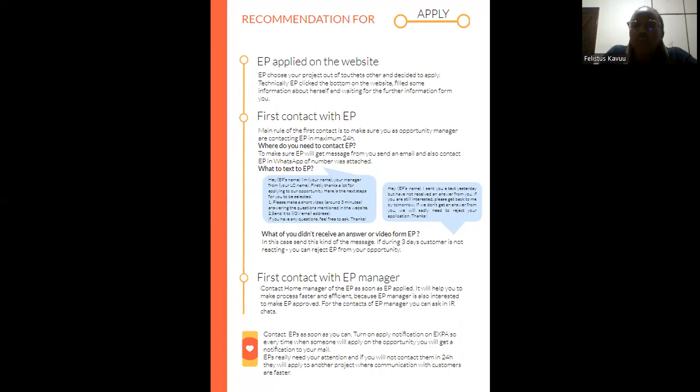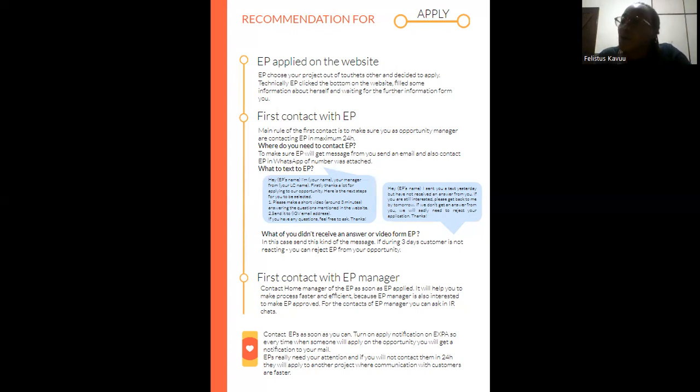Then the next thing is first contact with the EP. That is made by you, the EP manager. The main rule is to contact the EP in a maximum of 24 hours. And why do we insist on this? Because most applicants don't just apply for one opportunity, unless they are from our partners, which is something we'll go through in a later video. Make sure you're checking Expa often, because they will apply to other opportunities.